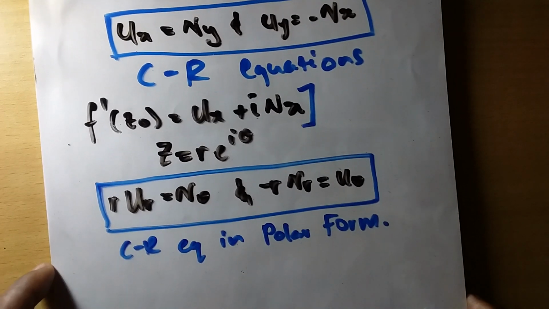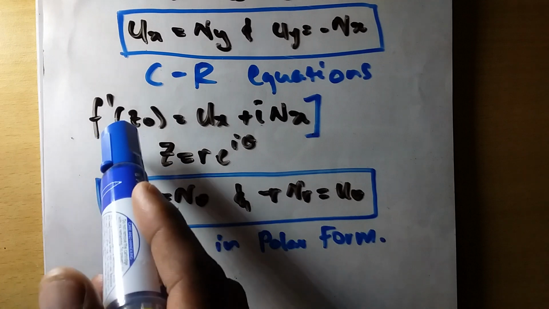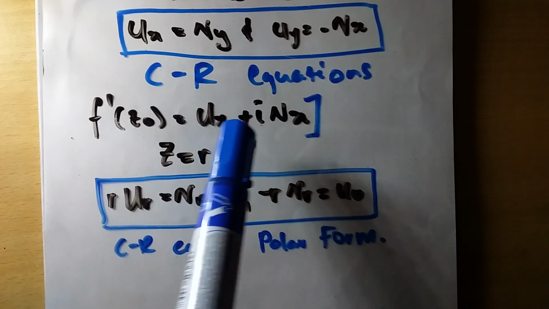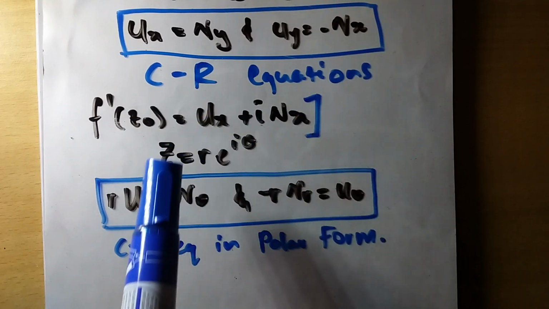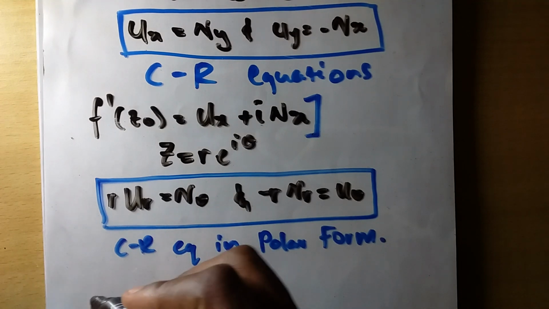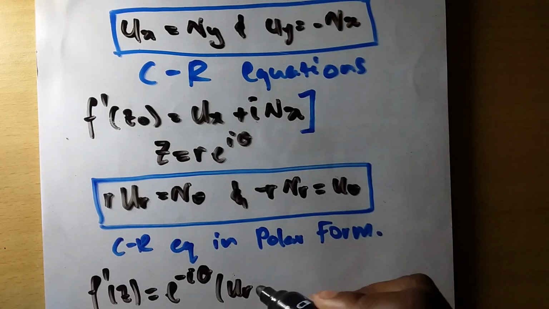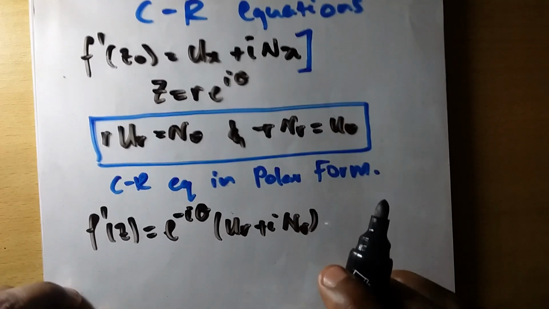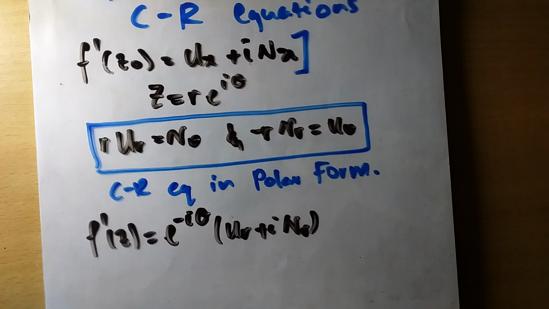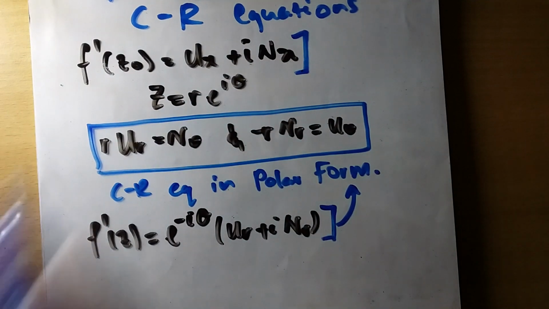So we know that we can define a derivative in terms of the Cauchy-Riemann equations or the partial derivatives, and we can do the same thing even here in polar form. It will be given by f prime at z equals e to the negative i theta, which is something we'll always use, times u_r plus i v_r. So this is the derivative in polar form, and this is the derivative in rectangular form.